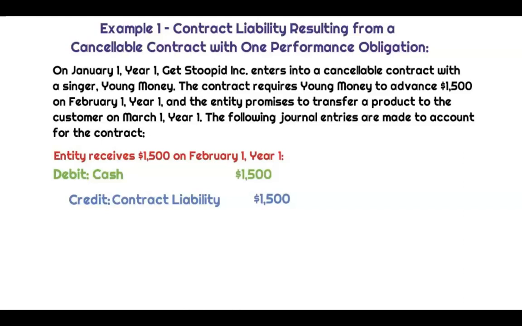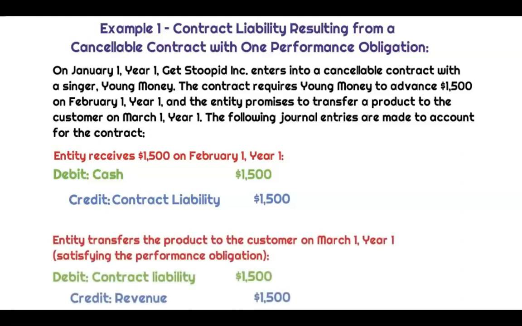So when they do go ahead and make this transfer on March 1st, year one, they're going to thereby satisfy the performance obligation. So we're going to reverse that contract liability of $1,500, and the revenue has now been earned.